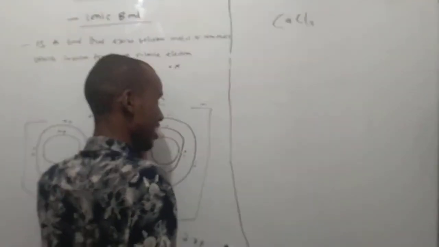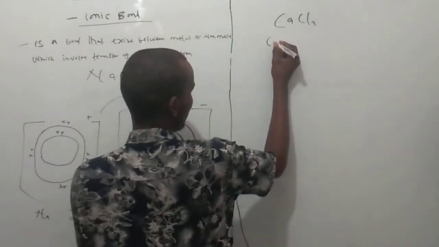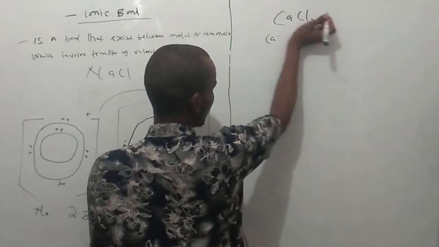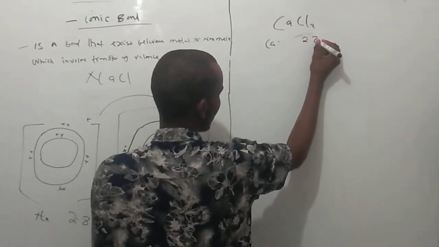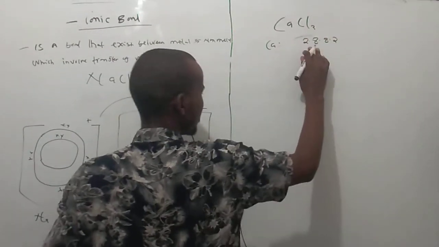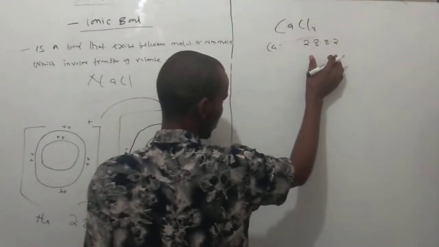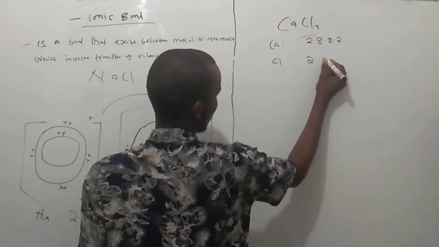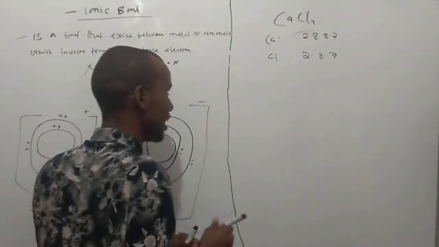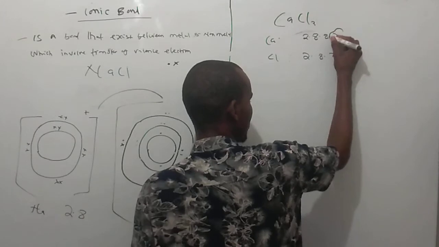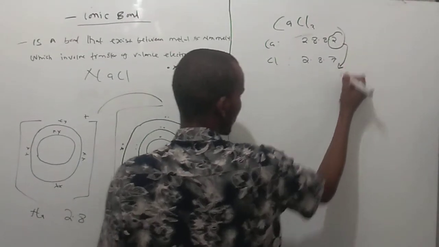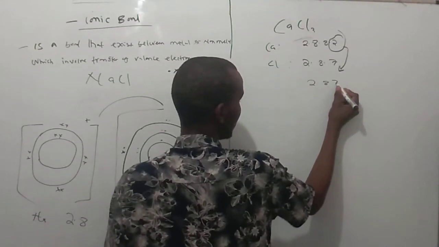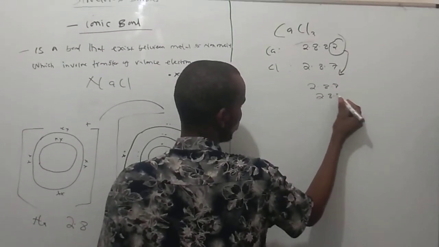Now remember that the electronic arrangement of calcium atom is 2, 8, 8, 2, total 20, and the electronic arrangement of chlorine is 2, 8, 7. Such that now, the valence electrons will be transferred to 2 chlorines. One chlorine will gain 1 and have 2, 8, 8. Another one will gain 1 and will also have 2, 8, 8.